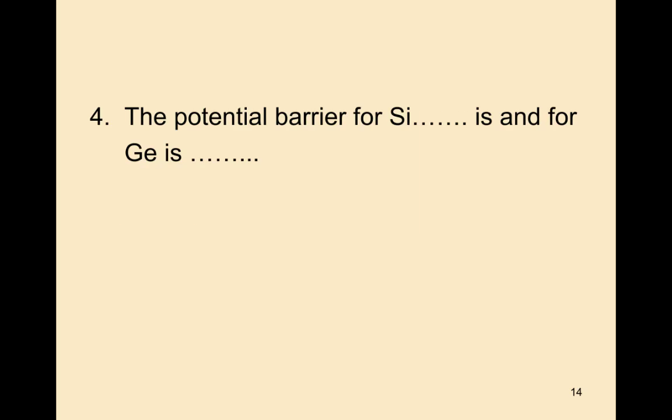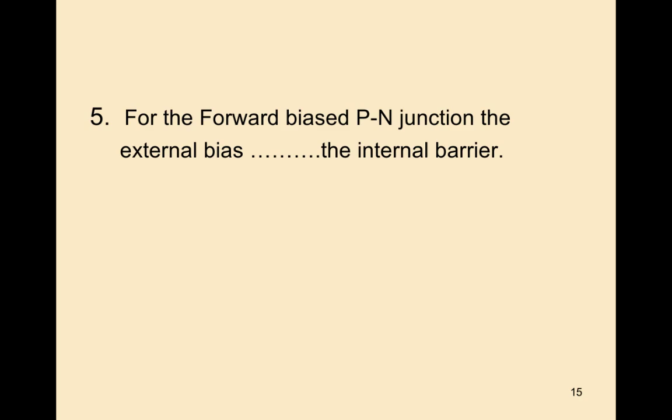Next question: the potential barrier for silicon is, and for germanium is, how much? The potential barrier for silicon is 0.7 volts and for germanium is 0.3 volts.